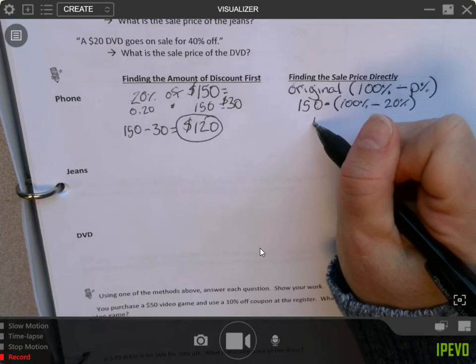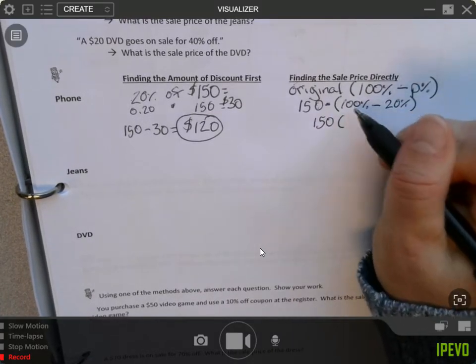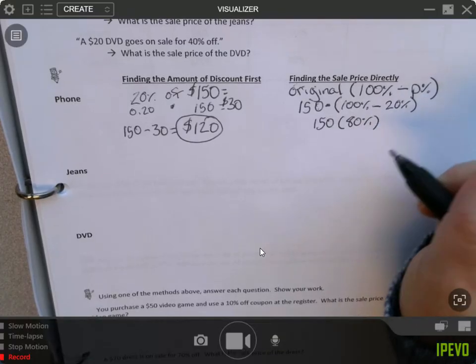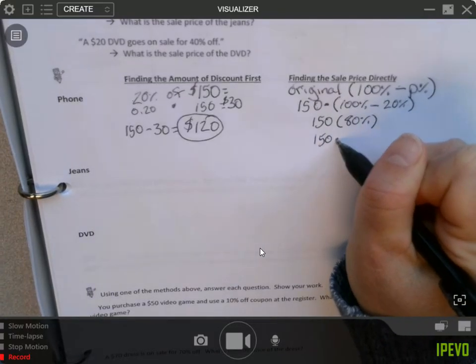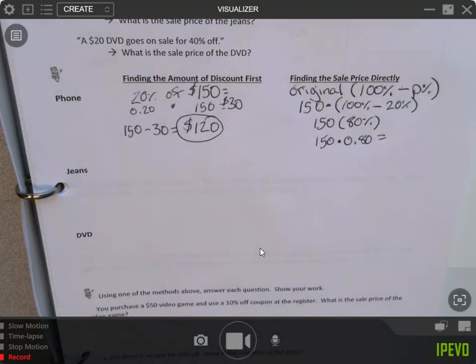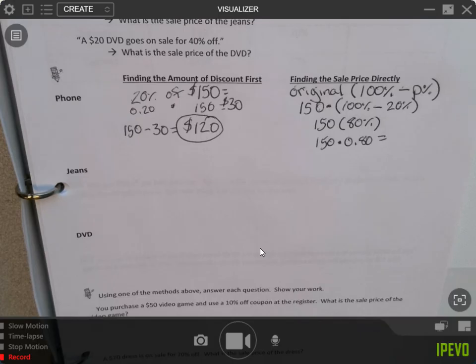So what that means is we have that 150, 100 minus 20 is 80%. So it's 150 times 0.80, because that 80% is converted to the decimal, and it's 0.8 or 0.80. So what is 150 times 0.8? Use your calculator and see if you can find it.